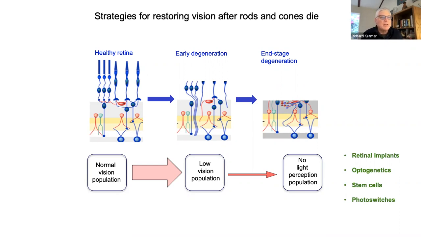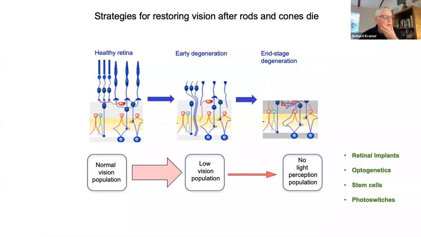All these approaches are risky, and they also tend to supplant the activity of whatever rods and cones are left, so at this point they're restricted to people in this terminal, end stage degeneration population, where people have no light perception. And that leaves behind a huge population of people that might be legally blind, with severe vision impairment, either from RP or perhaps more locally from AMD, where the function cannot be restored. And those are the patients that we're primarily interested in.